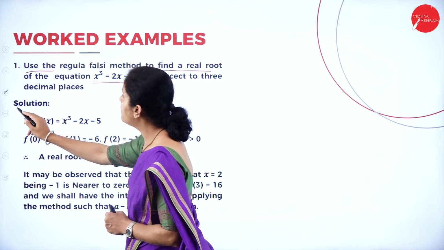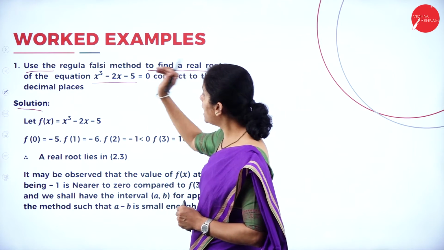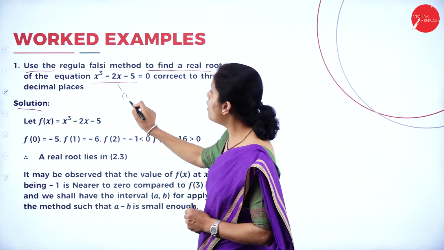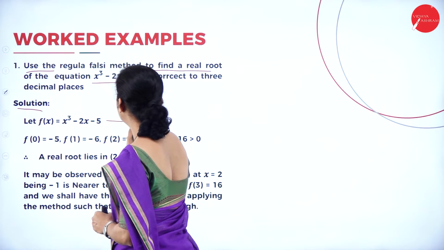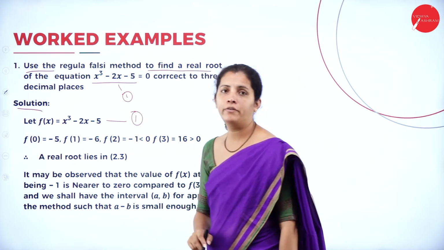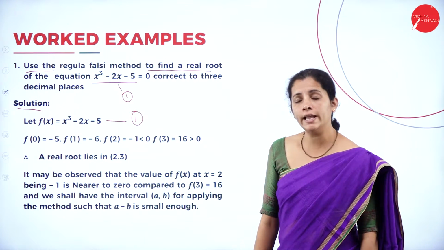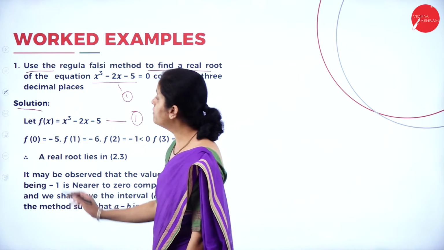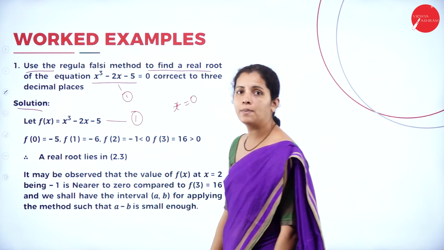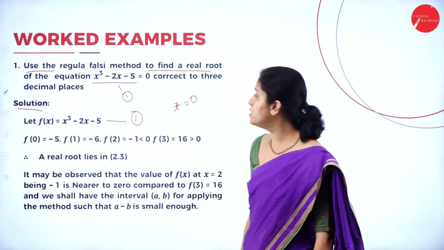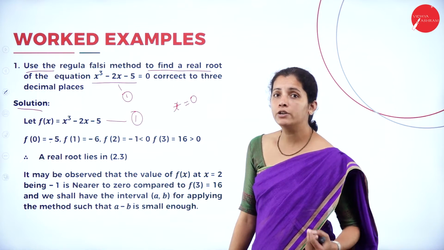So I'm going to have the solution. First, I want to write this equation in the form of f of x. Now I want to start substituting x values. Initially x equals 0, and when I substitute x equal to 0, I get the answer -5. So it is a negative number.